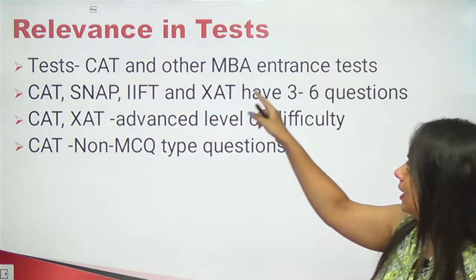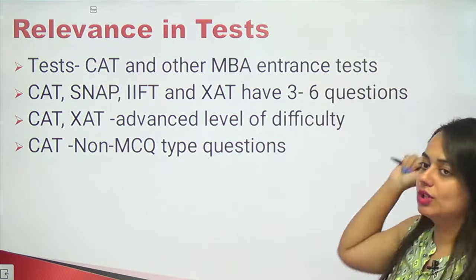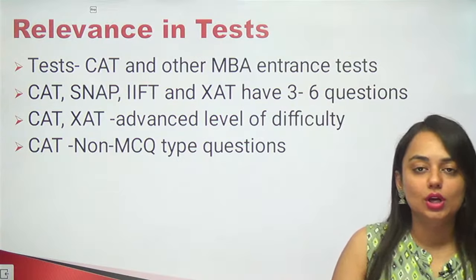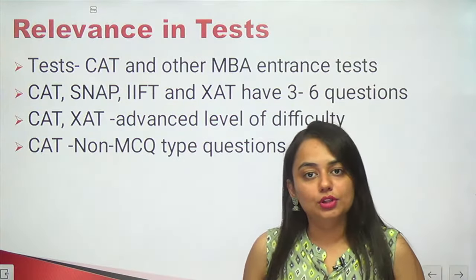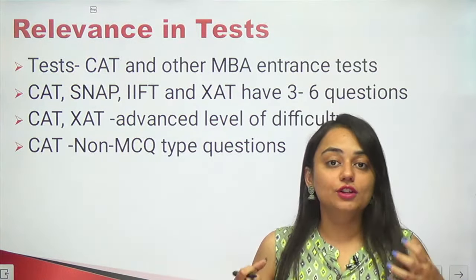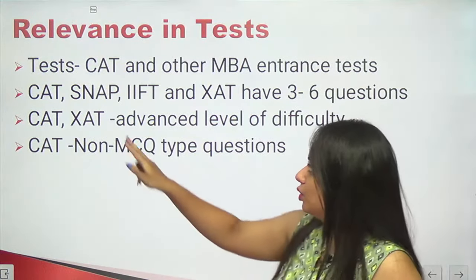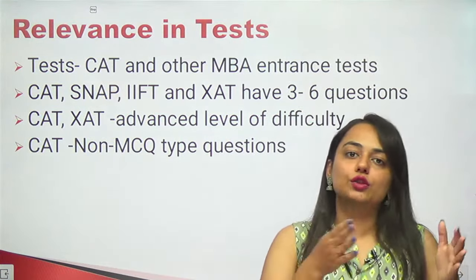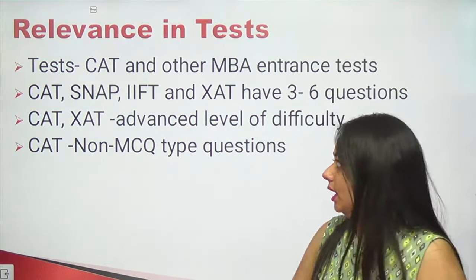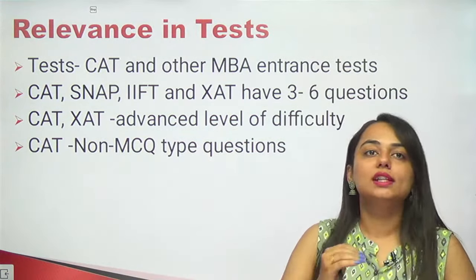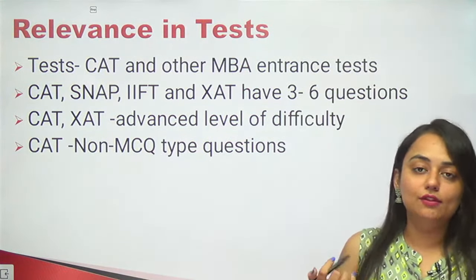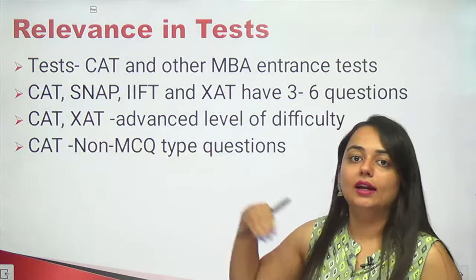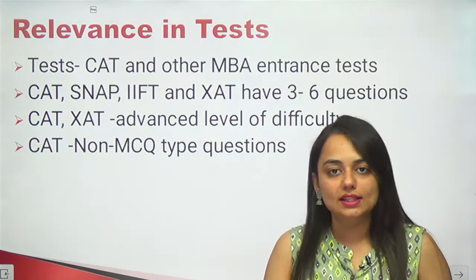Tests like CAT and other MBA entrance exams have questions based on sentence rearrangement, para jumbles, para completions, or even misfit questions. CAT, SNAP, IIFT and XAT have questions ranging from 3 to 6 each. CAT and XAT have advanced level questions, so the level of difficulty is relatively high in CAT and XAT, and in other non-CAT exams it's still easier.